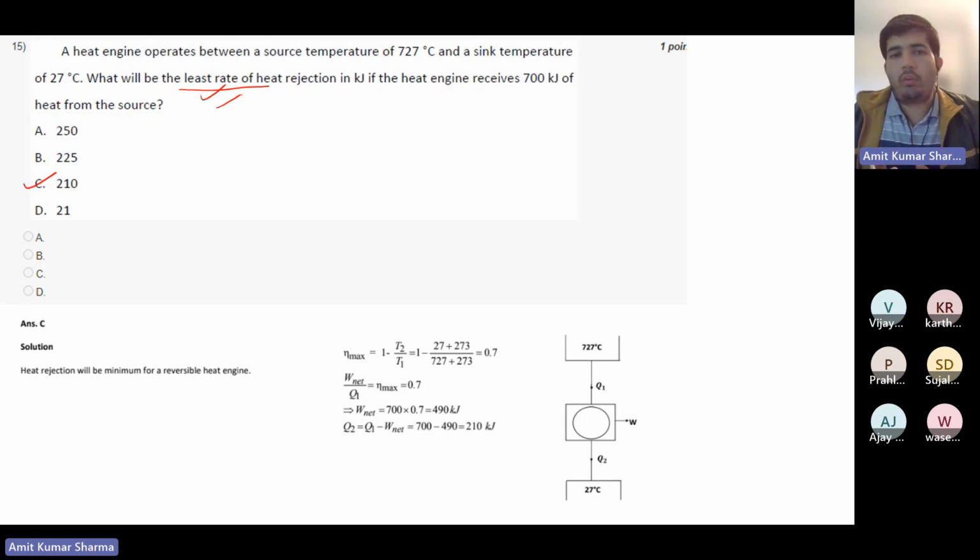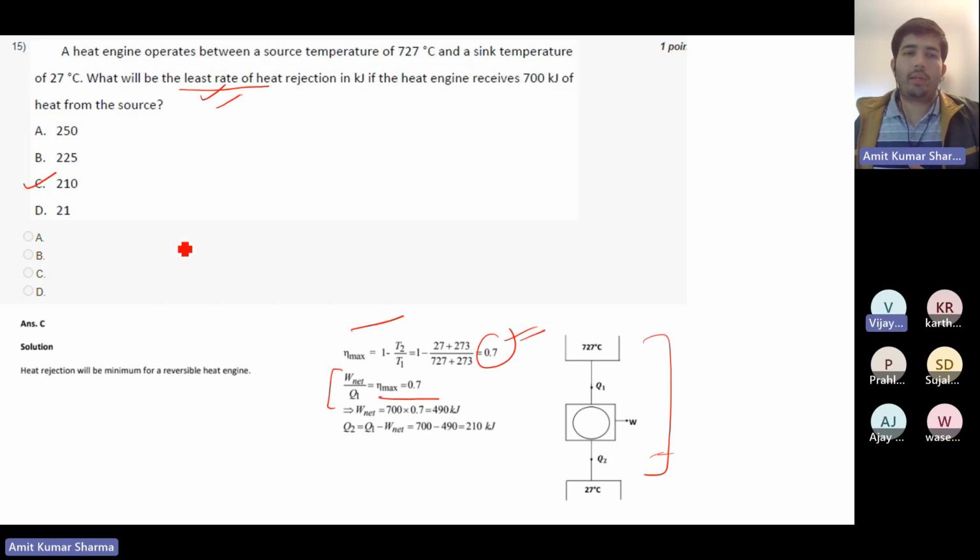Just apply the formula of Carnot efficiency. Just draw a simple diagram. Apply the Carnot formula, n max equals 1 minus T2 upon T1, and you will get 0.7. So this will be the maximum efficiency. Now W net upon Q1 equals n max. You know Q1, so W net will be 490 kilojoule. Then Q2 will be Q1 minus W, which is 210 kilojoule.